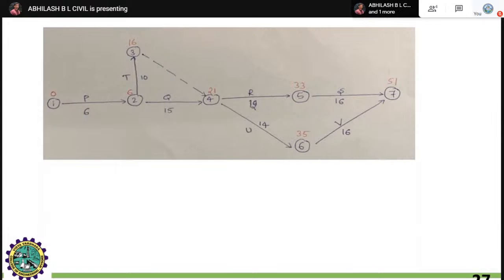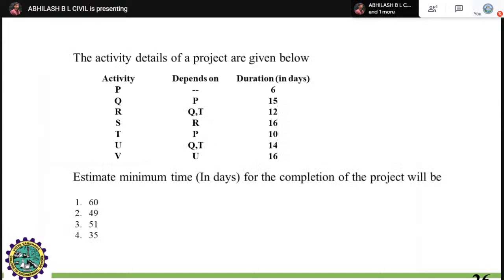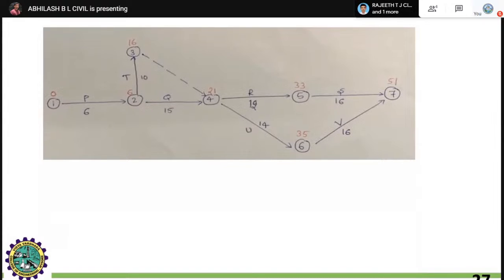Next comes S, depending on R. It is directly related to that particular activity. Only if R completes can you go with S, right? S takes place in around 16 days. You have to note down that S is 16 days. Similarly, the next part is T, depending directly on P.